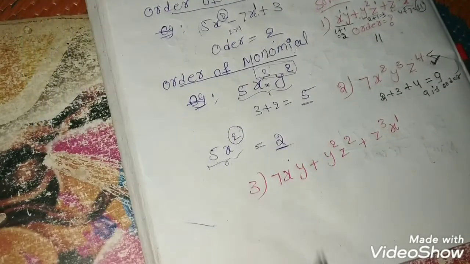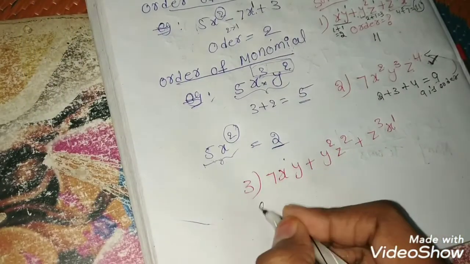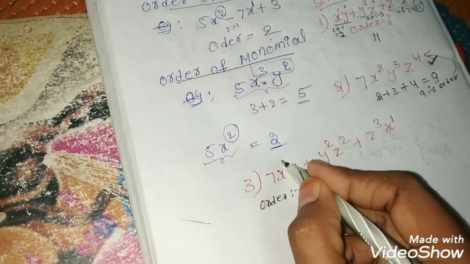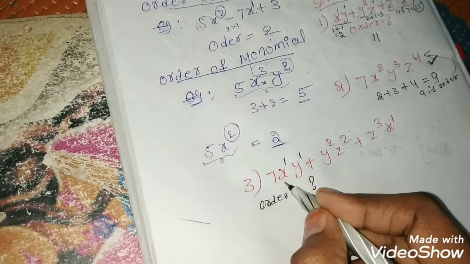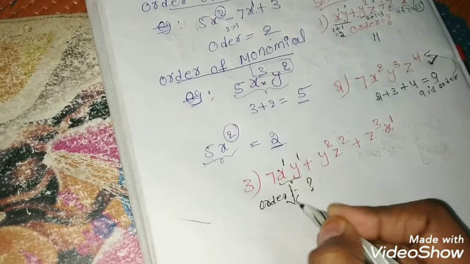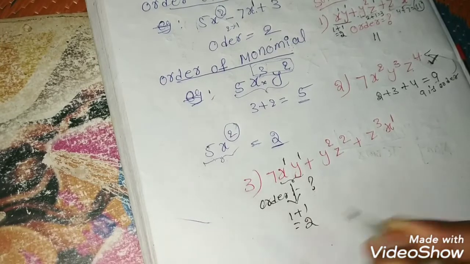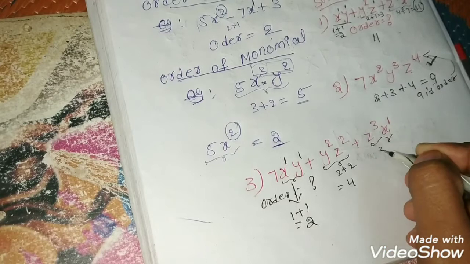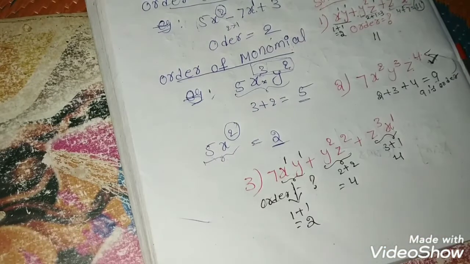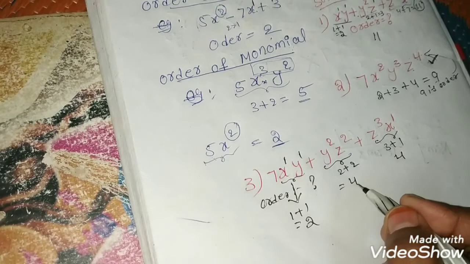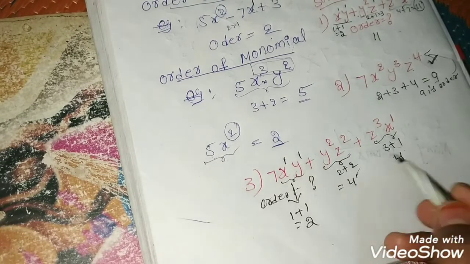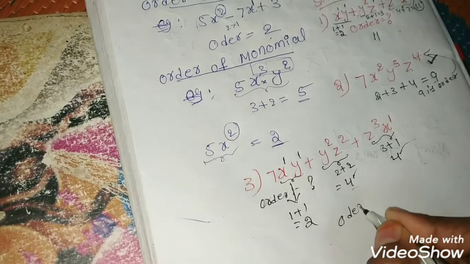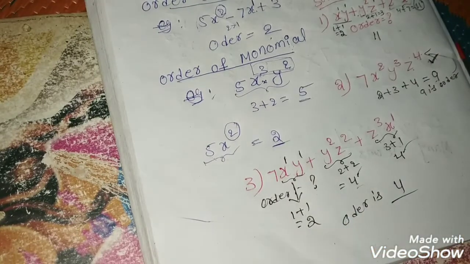Everything is right. See, check here for the third question. What is the order? See this, x power 1, y power 1. Okay. We have to add, in this first term, we have 1 plus 1 that is equal to 2. And here 2 plus 2, we get 4. Here 3 plus 1, we get 4. Which one is the highest here? Here see, 4 is the highest. So take anything. Order is 4. So this is our topic.